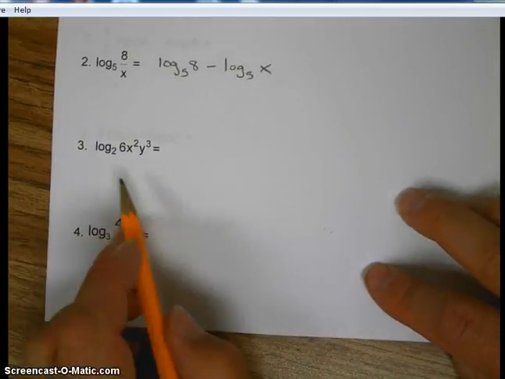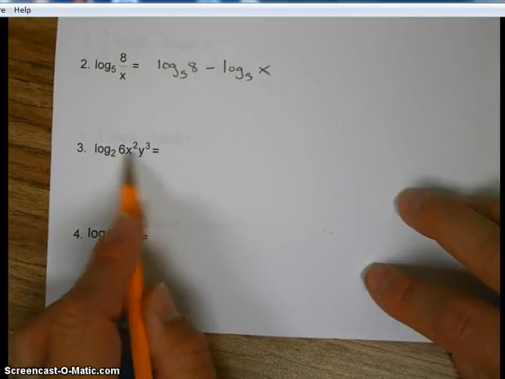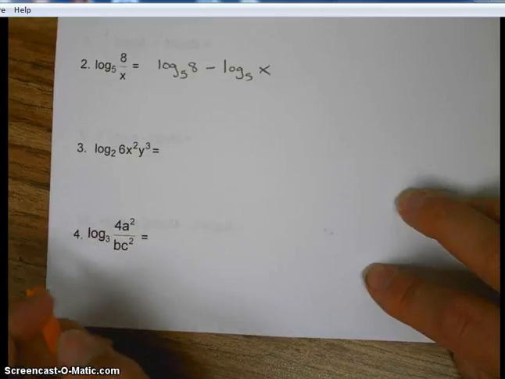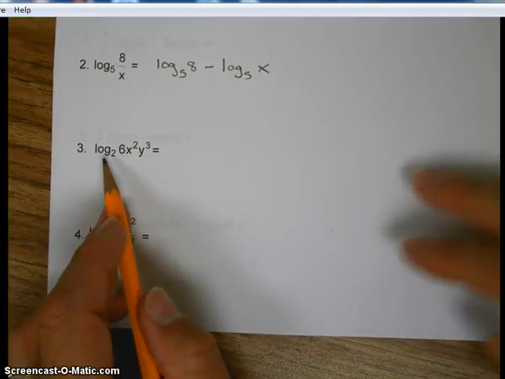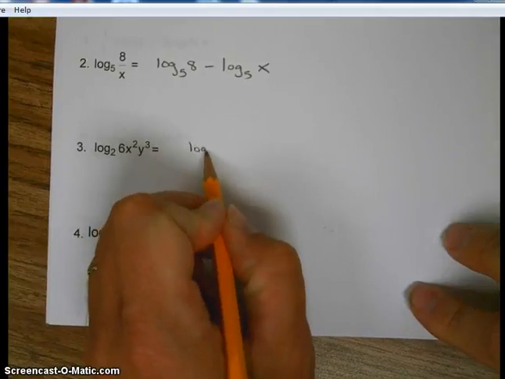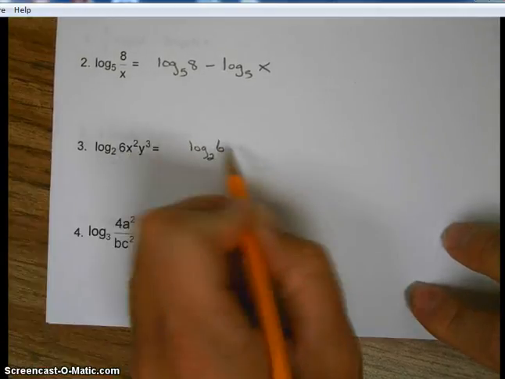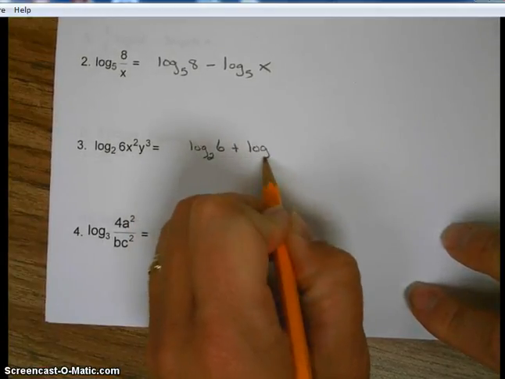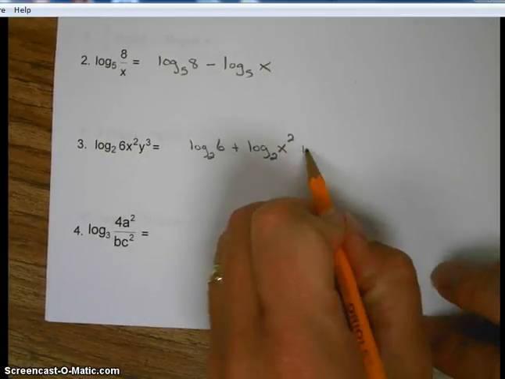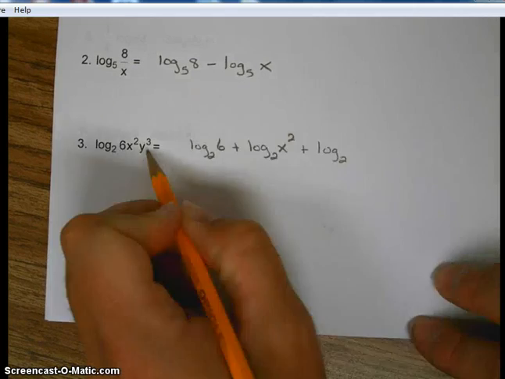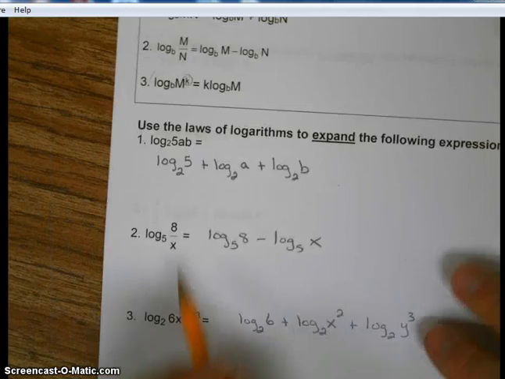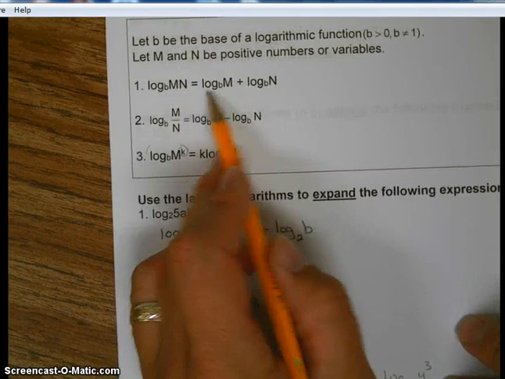Okay, so now we have a combination here. We have some multiplication going on, and we also have some exponents going on. So the first thing we're going to take care of here is the multiplication. So we're going to have log base 2 of 6 plus log base 2 of x squared plus log base 2 of y cubed. So we just applied the first law to expand it out.